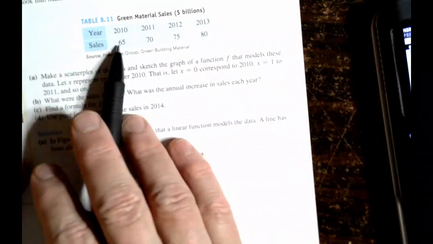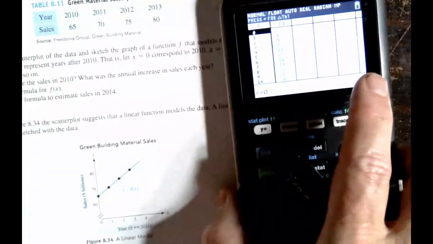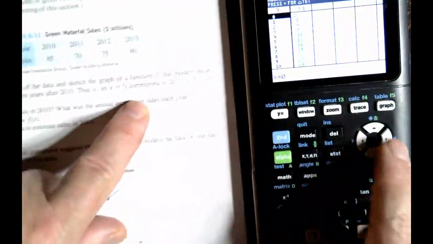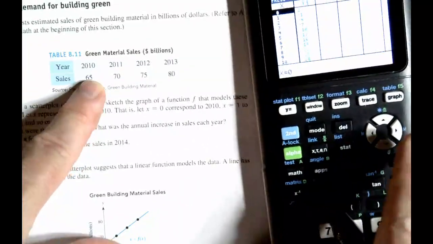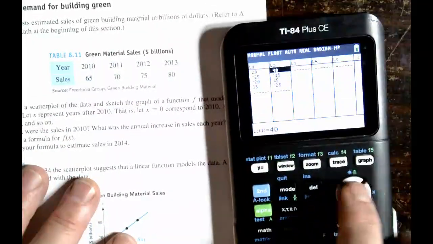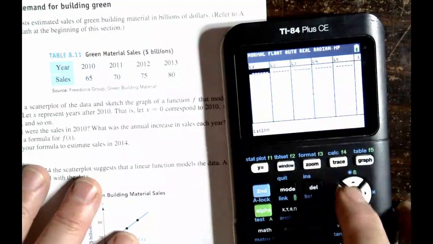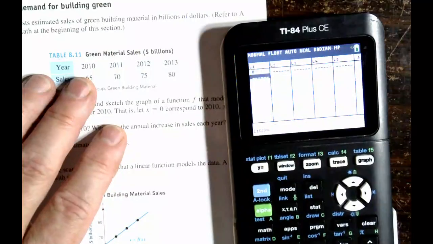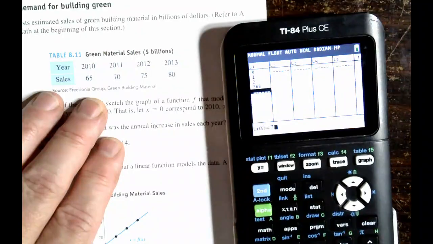Alright, and then this one was our example that we had before. And you can make a scatter plot of this, right? They want you to let x equals 0 represent 2010. So 2010 is year 0, so 0, 1, 2, and 3 is what you're going to type in. So hit stat 1, and go up and hit clear, come back down, go over, up and hit clear, come back down. Now type in 0, 1, 2, 3. Type in 65, 70, 75, 80.